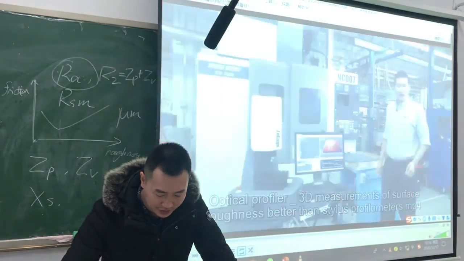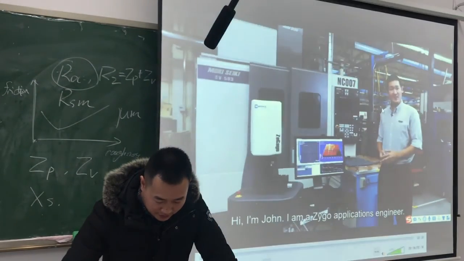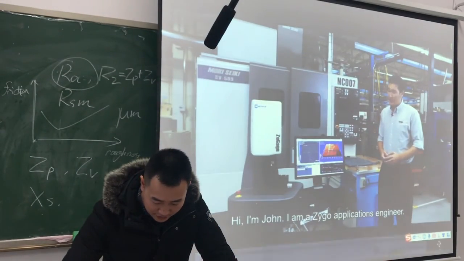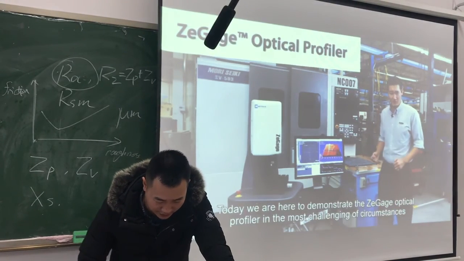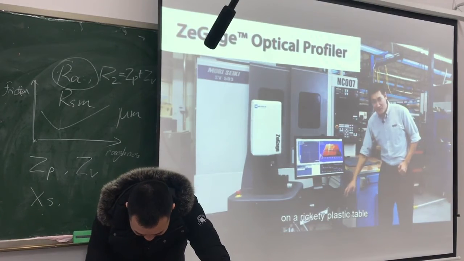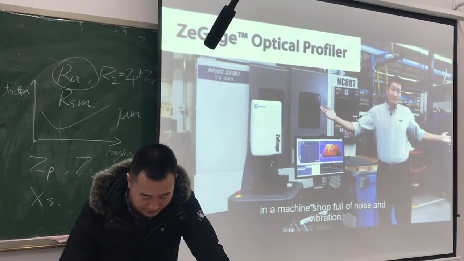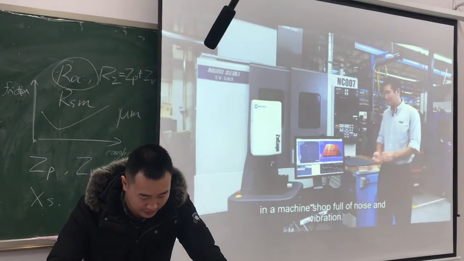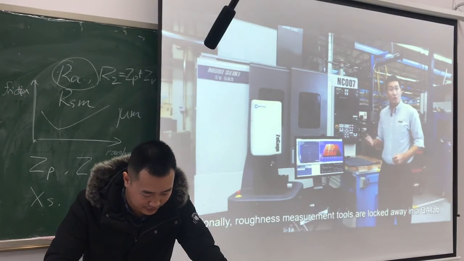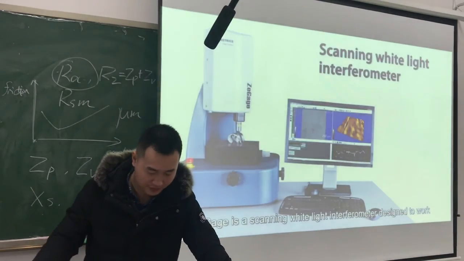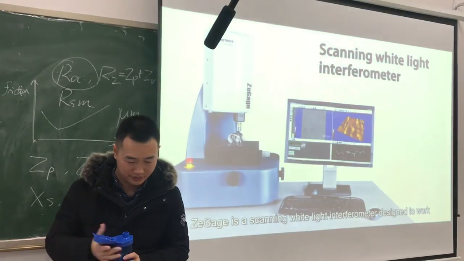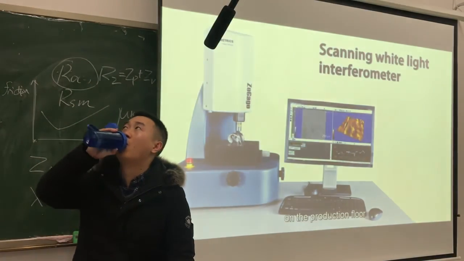Hi, I'm John. I'm a Zygo applications engineer. Today, we're here to demonstrate the Z-Gauge optical profiler in the most challenging of circumstances. An optical profiler on a rickety plastic table in a machine shop full of noise and vibration. Traditionally, roughness measurement tools are locked away in a QA lab. The Z-Gauge is a scanning white light interferometer designed to work on the production floor.